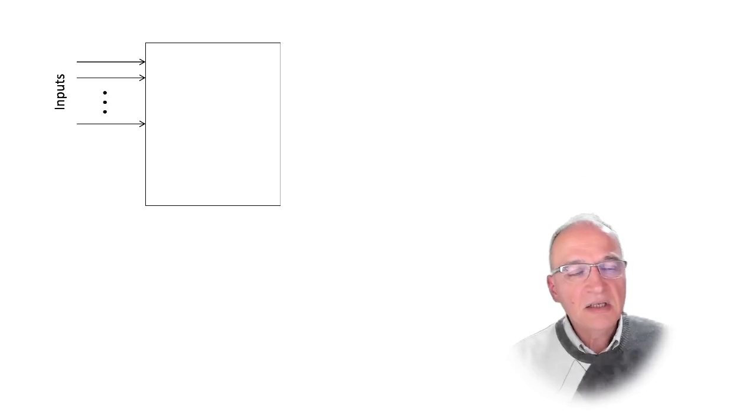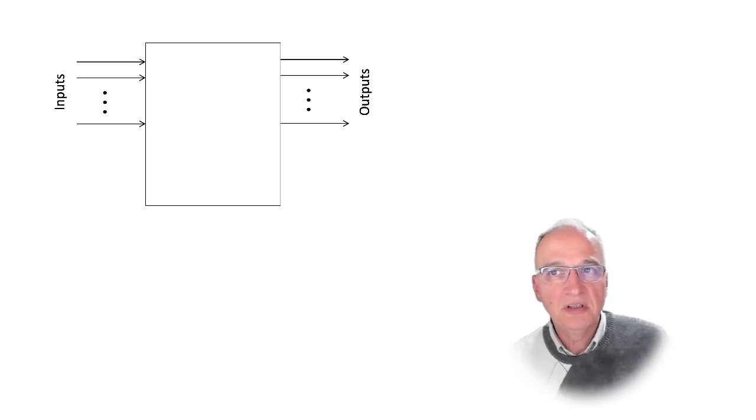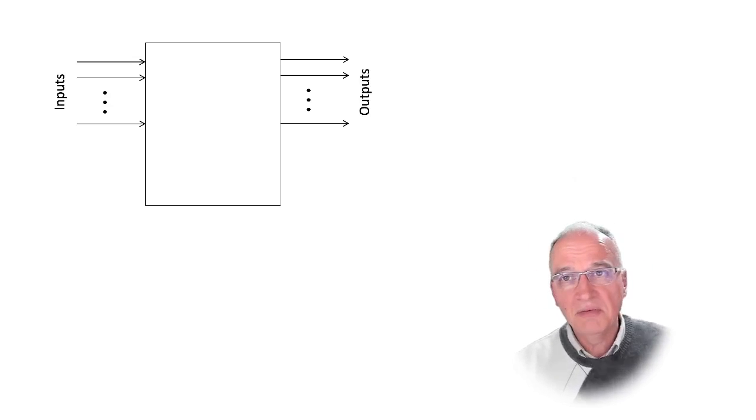So let's start with the building block for a circuit. Let's just abstract this as a box right now. And this box has a number of input signals and a number of output signals. Each one of those input signals is a wire, so each one of them is a bit. And also the output is 1 bit per wire.